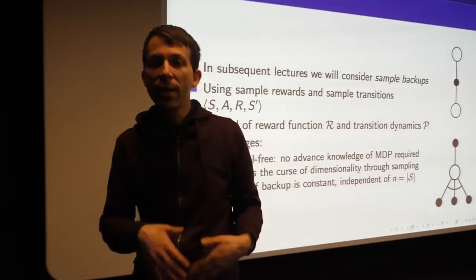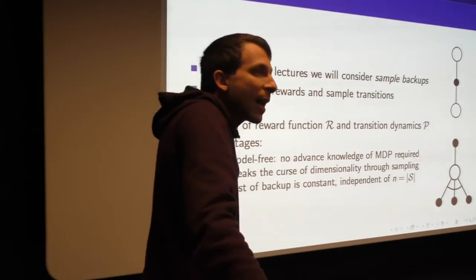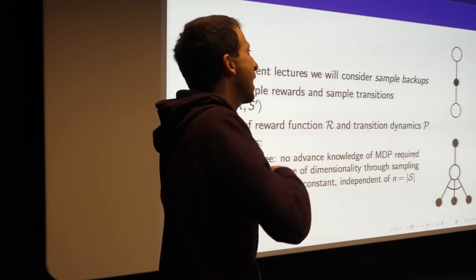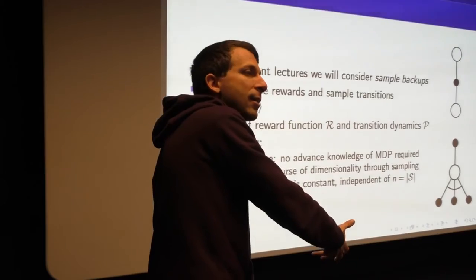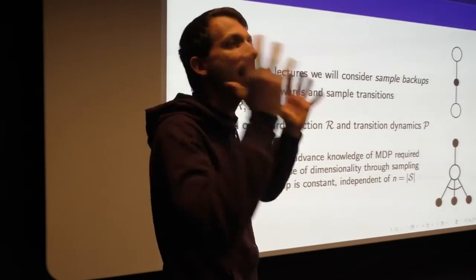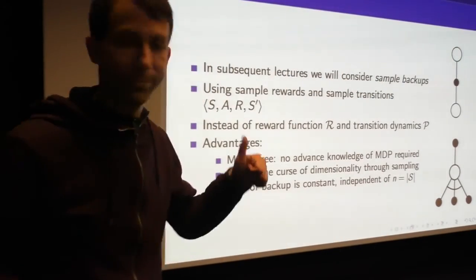It's going to break the curse of dimensionality through sampling. But also it means that because we're sampling the dynamics of the environment, we don't need to know the model of the environment. So this is how we convert from these dynamic programming methods to model-free reinforcement learning methods. Instead of someone telling us the dynamics, we just sample from them. We see what happens.